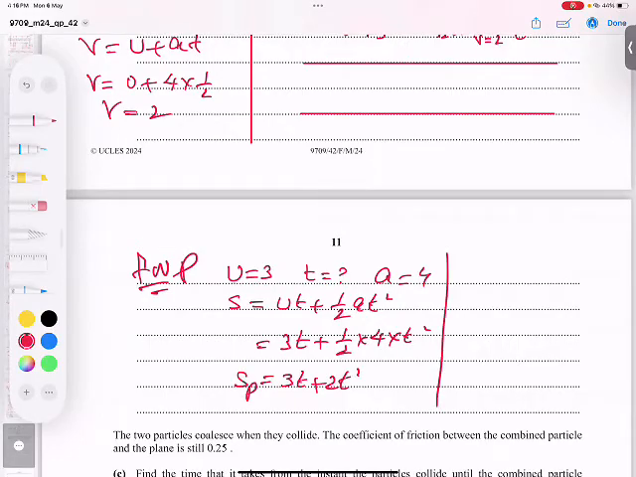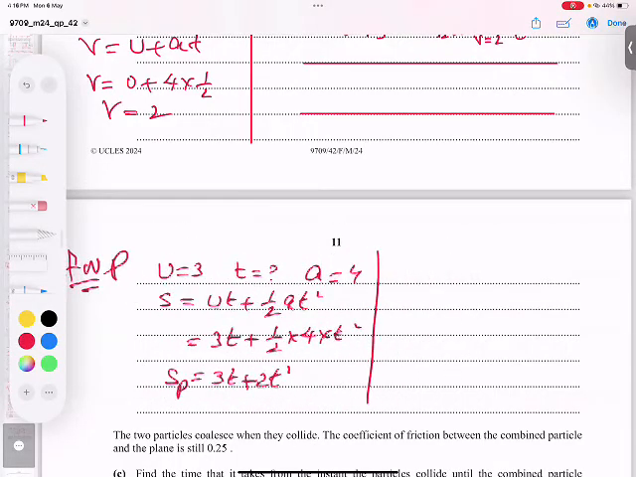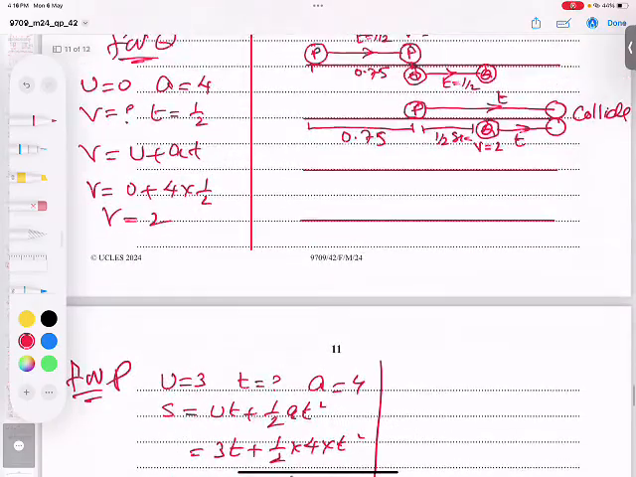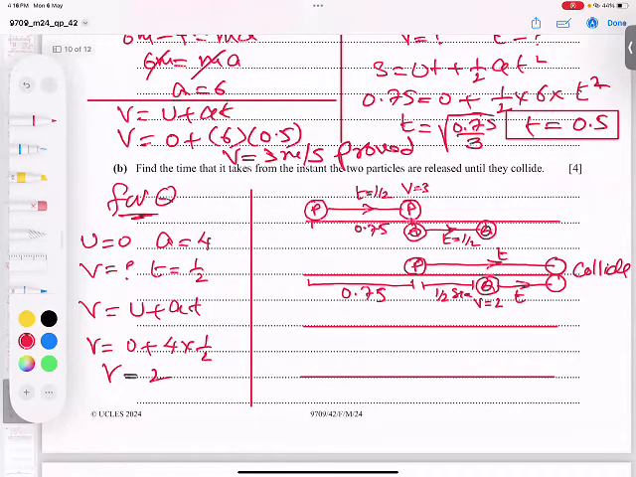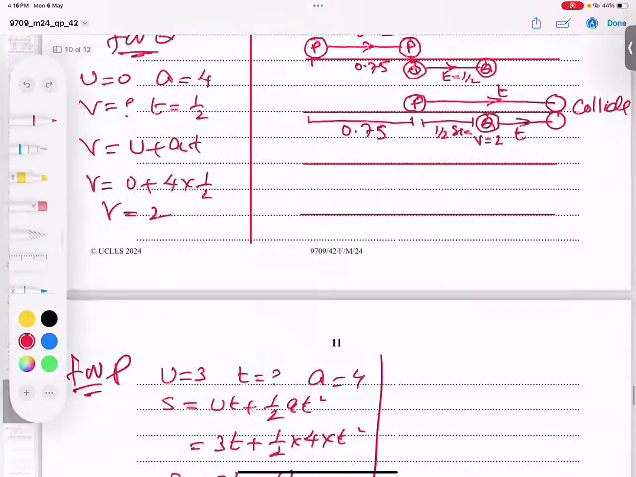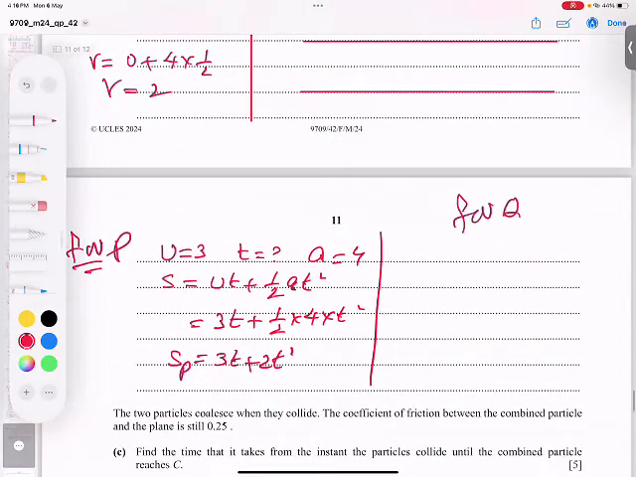Okay, students, but the most important part here, for your knowledge, is that the time for the Q particle is not t only, it is t plus half. So I'm writing now for Q. u is 0 and time is 0.5 plus t, and acceleration will remain 4. So s equals ut plus half a t squared.